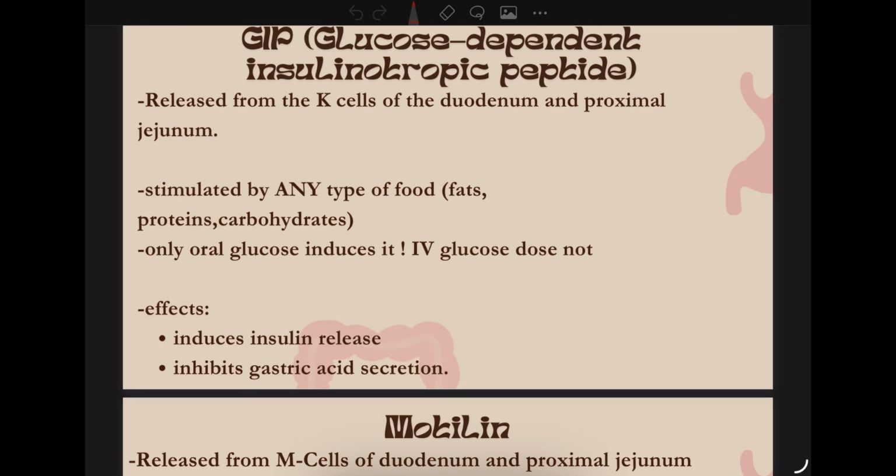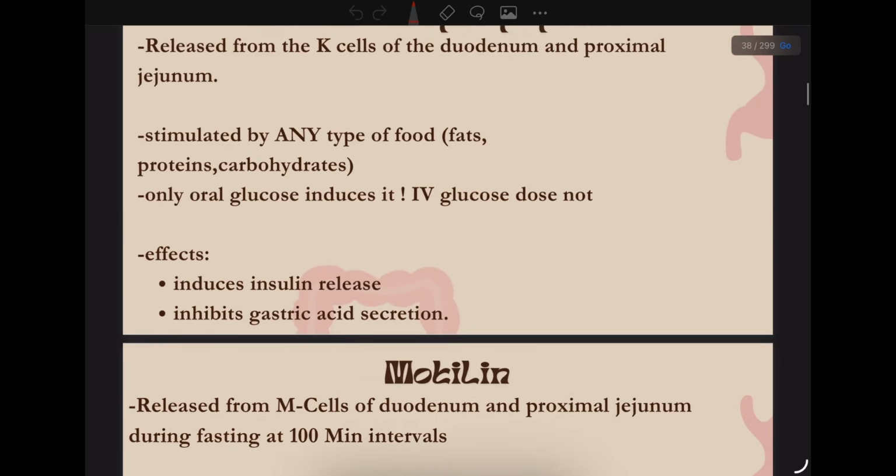But keep in mind, only oral glucose induces it. Only oral glucose induces it. So IV glucose does not. Because it's released from where? Isn't it the cells of the GIT? So of course, when you give the glucose IV, directly through the blood, it will not sense that there is glucose in the stomach, for example, or in the GIT, sorry.